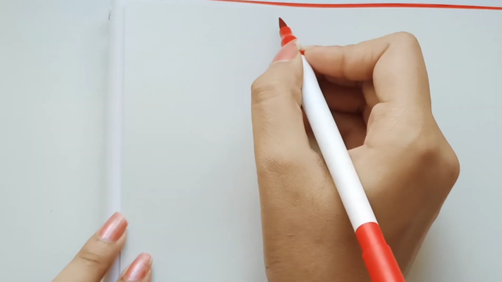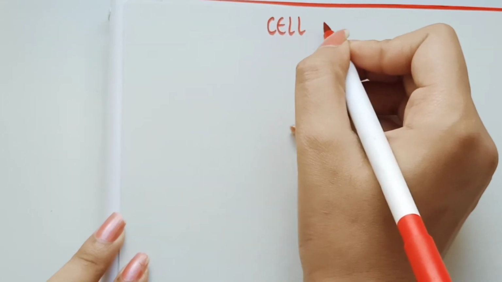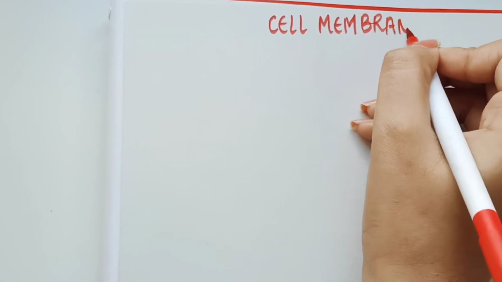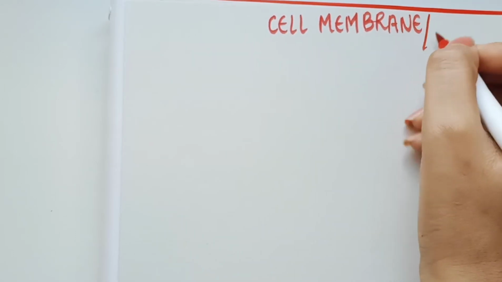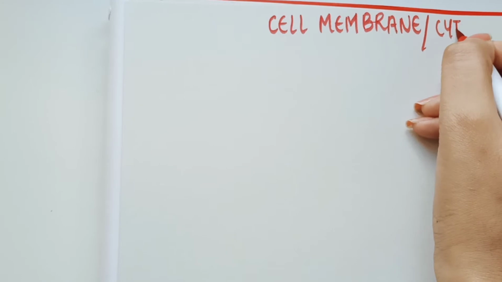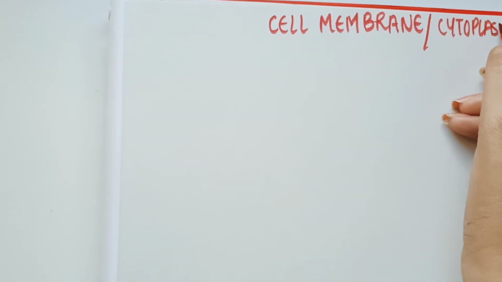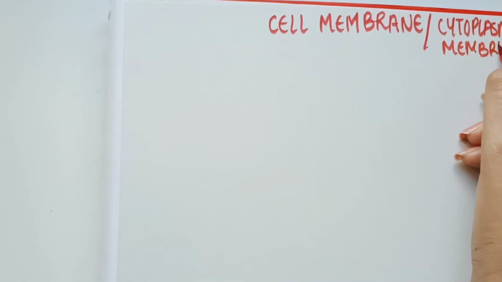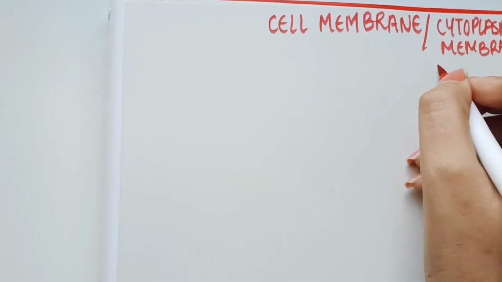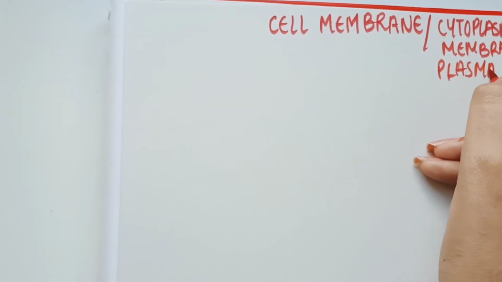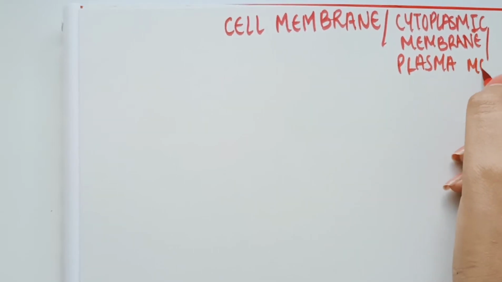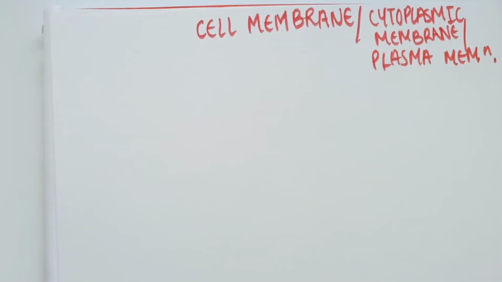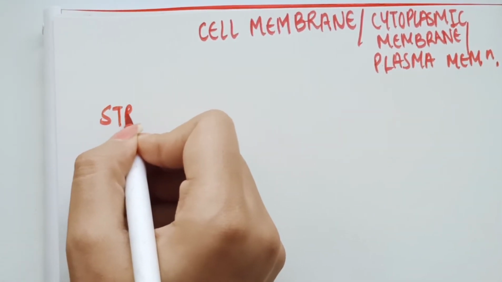I'm here to discuss a very important topic with you, that is the cell membrane. Cell membrane, as you very well know, is also called the cytoplasmic membrane and plasma membrane. So guys, first of all, the components or structure of the cell membrane.